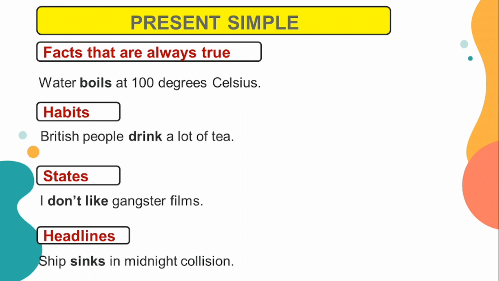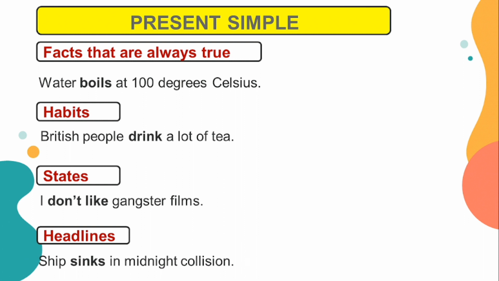Sometimes it's described with words such as always: I always wake up at 9 a.m. every day. This is a habit. And present simple describes states: I don't like gangster films, or I like gangster films. It describes headlines, or the title of a newspaper: Ship sinks in the midnight collision.